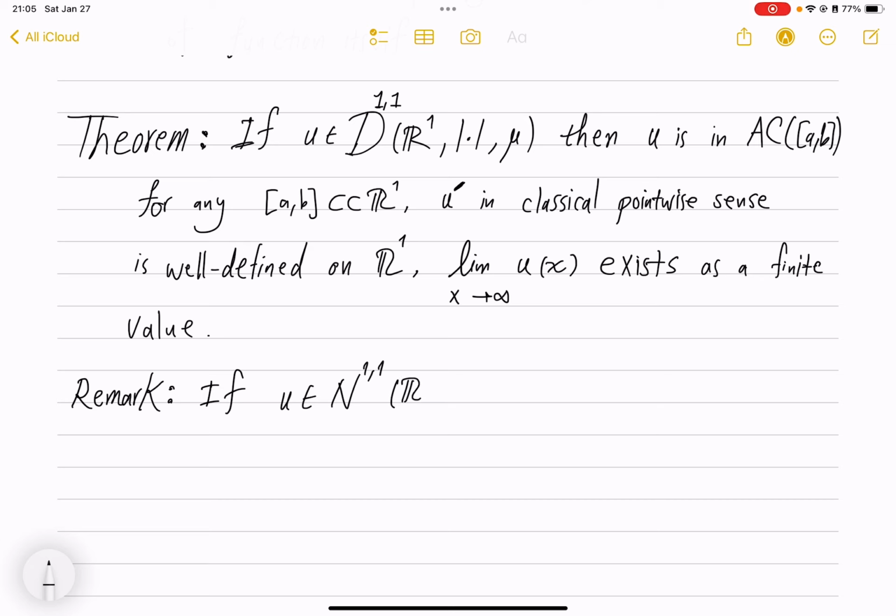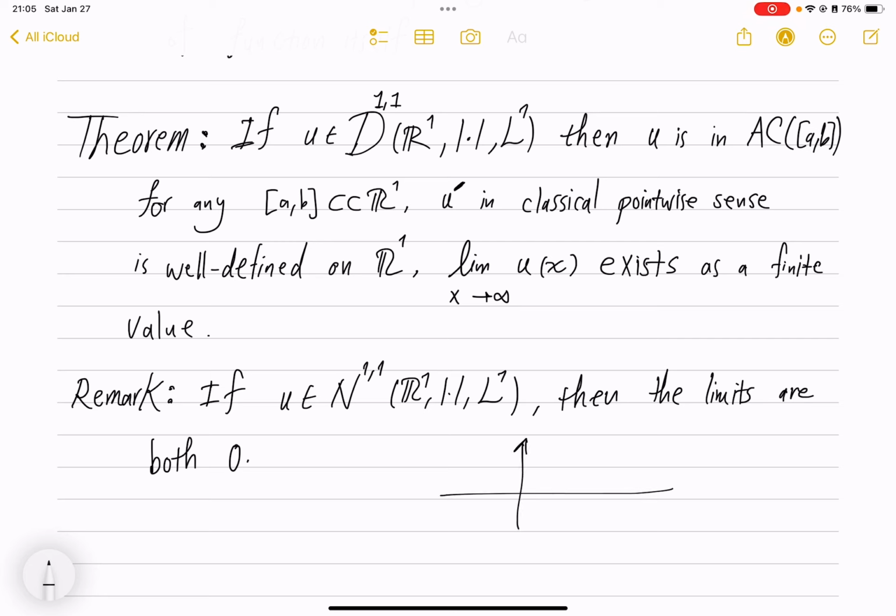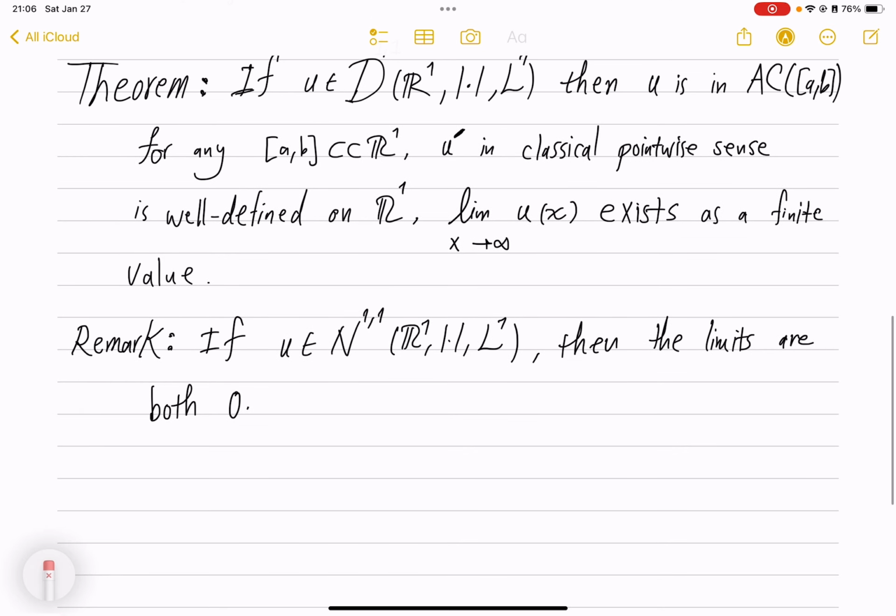And let me add this remark, as we will see in the proof, that if u is actually in N^{1,1} of R^1, this is our L^1, then the limits that we said exist are both 0. Because if they are not 0, remember u is continuous, and if it is not 0, you will have something like this at infinity, and then u cannot belong to any L^p class, in L^1 definitely, which violates that u itself belongs to L^1. But since here we only assume that u is in D^{1,1}, this is no violation that the limit be something other than 0. Okay, so let's go ahead with the proof of this lemma.